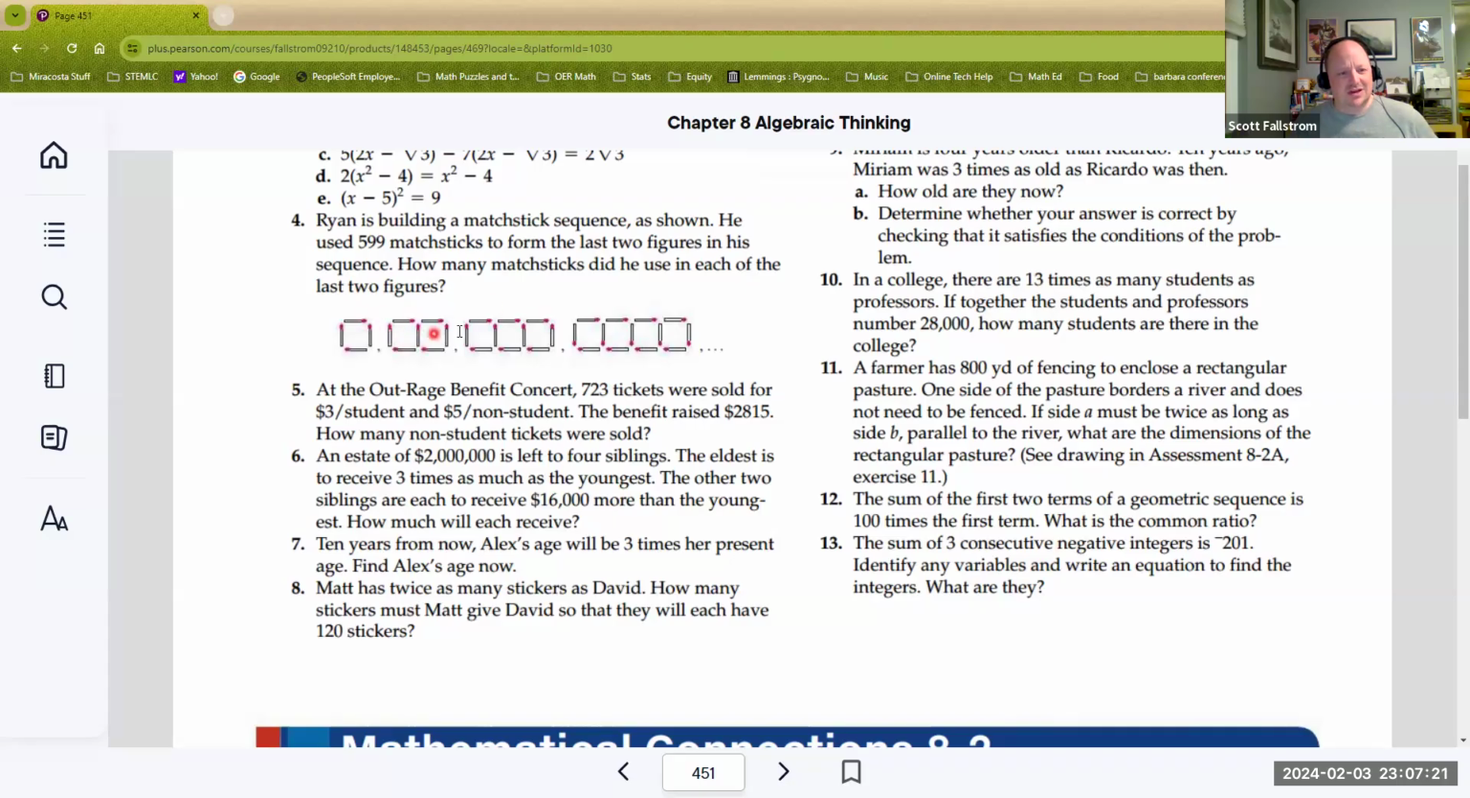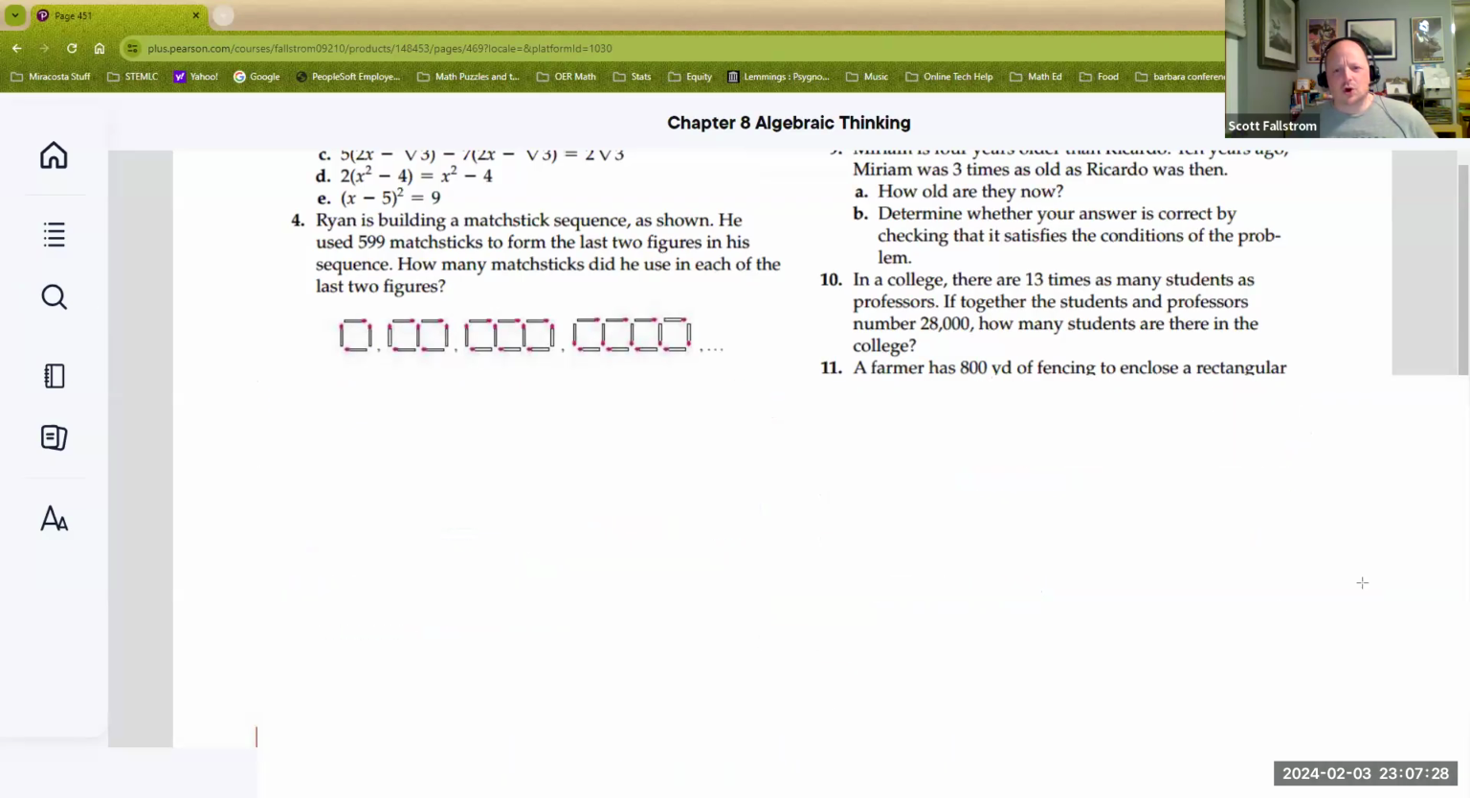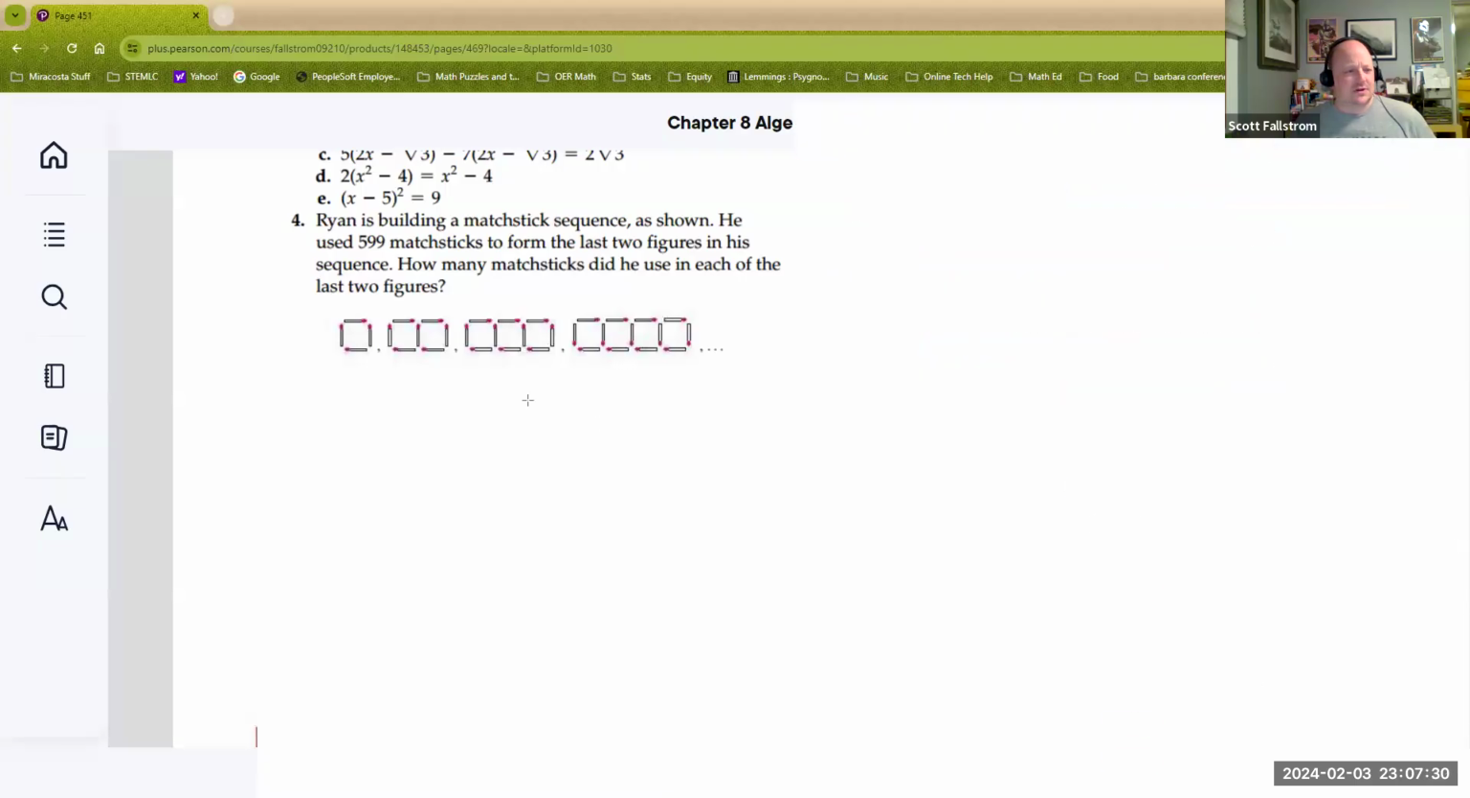So if I add these 2 together, how many total are there? So I'll probably start with that one, at least nudge that way and just kind of say, hey, how would this work? But let's take a look and see what that would look like. Here we go.